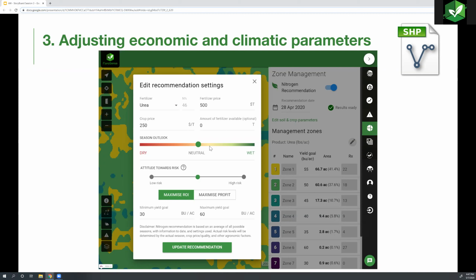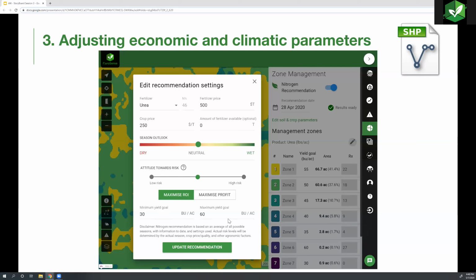This is the seasonal outlook slider that the agronomist can toggle between: is it looking like a dry season, is it looking like a wet season, as well as the attitude towards risk. Is the grower wanting to take a high risk, willing to add as much nitrogen as needed to maximize his yield? Sometimes the grower could pick maximizing his ROI or maximizing his profit, and this is mainly depending on his finances, his availability of the input and other factors.